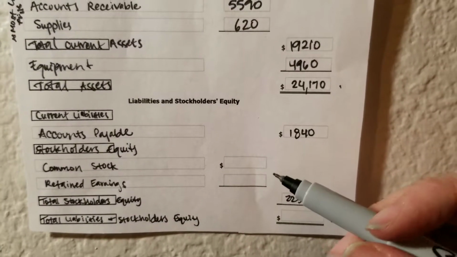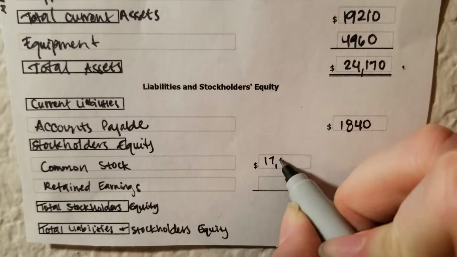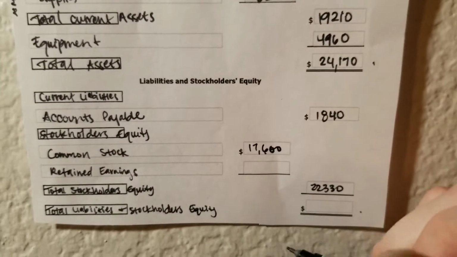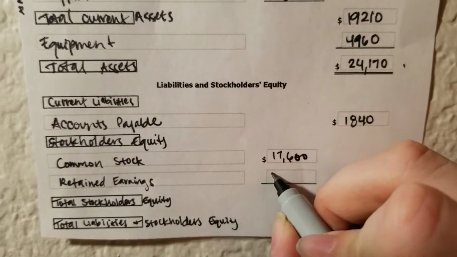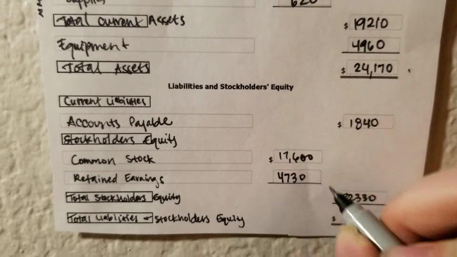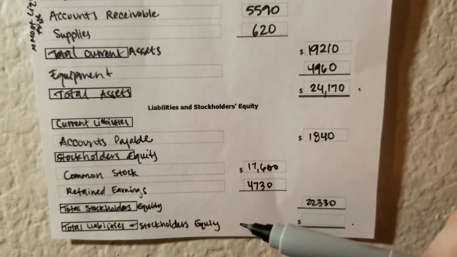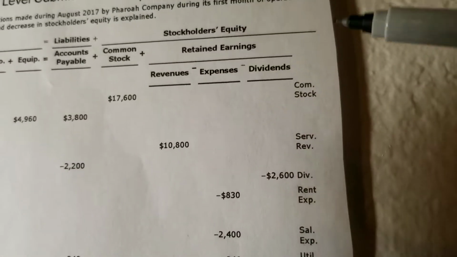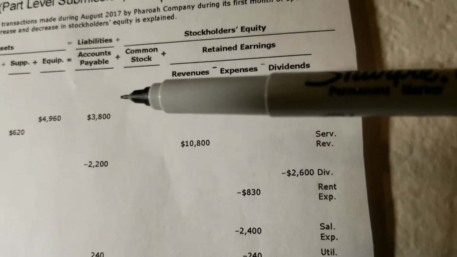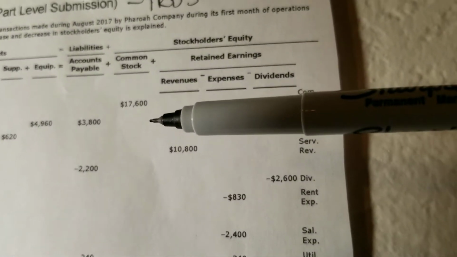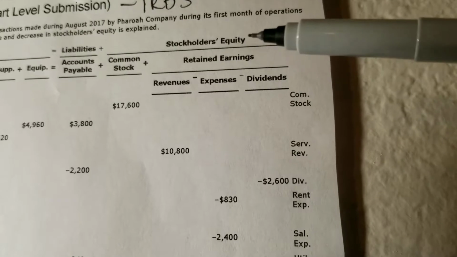So our common stock total is $17,600. And then retained earnings is $4,730, which we get from our retained earnings statement. And then common stock, you can see, is up here. The total is $17,600, and it's in the stockholders' equity section.